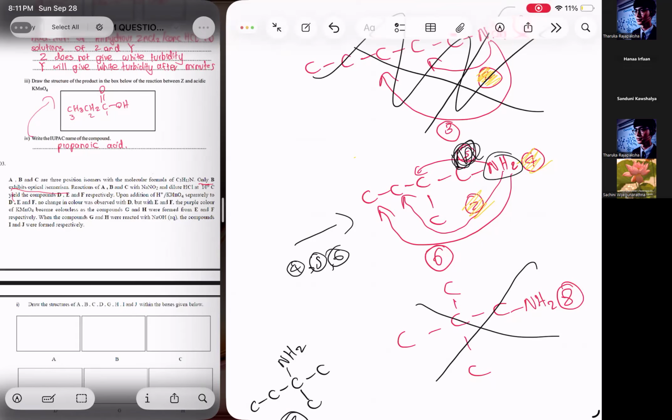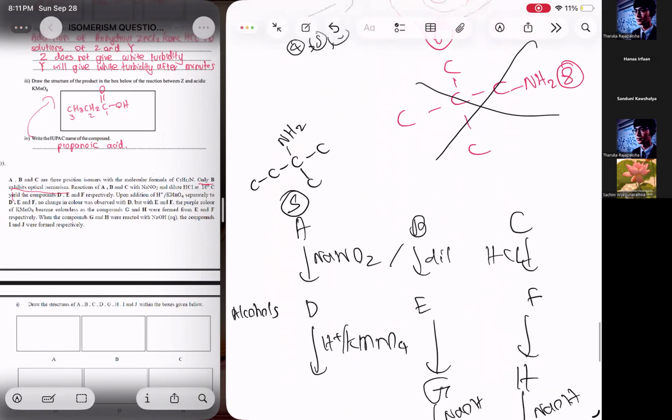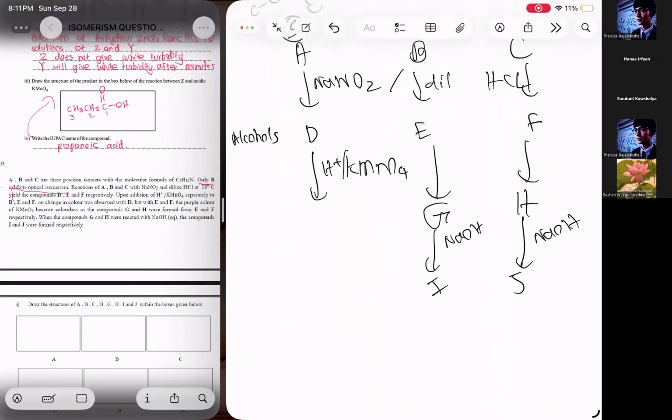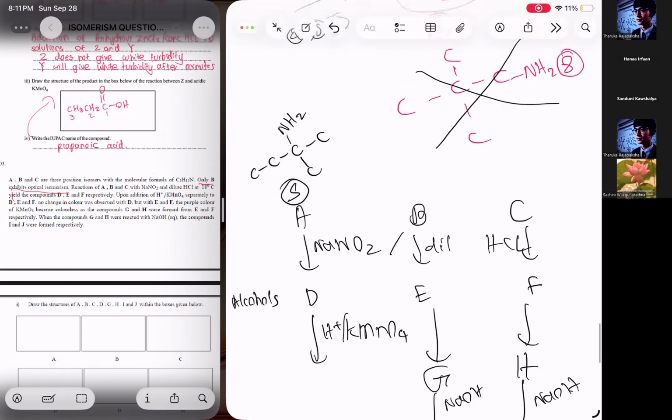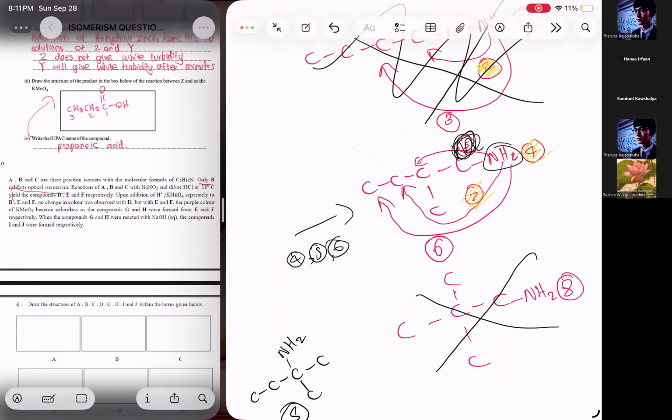Out of them, they say E and F are formed, and they will undergo reaction with sodium hydroxide, forming I and J. Can you filter out in between?